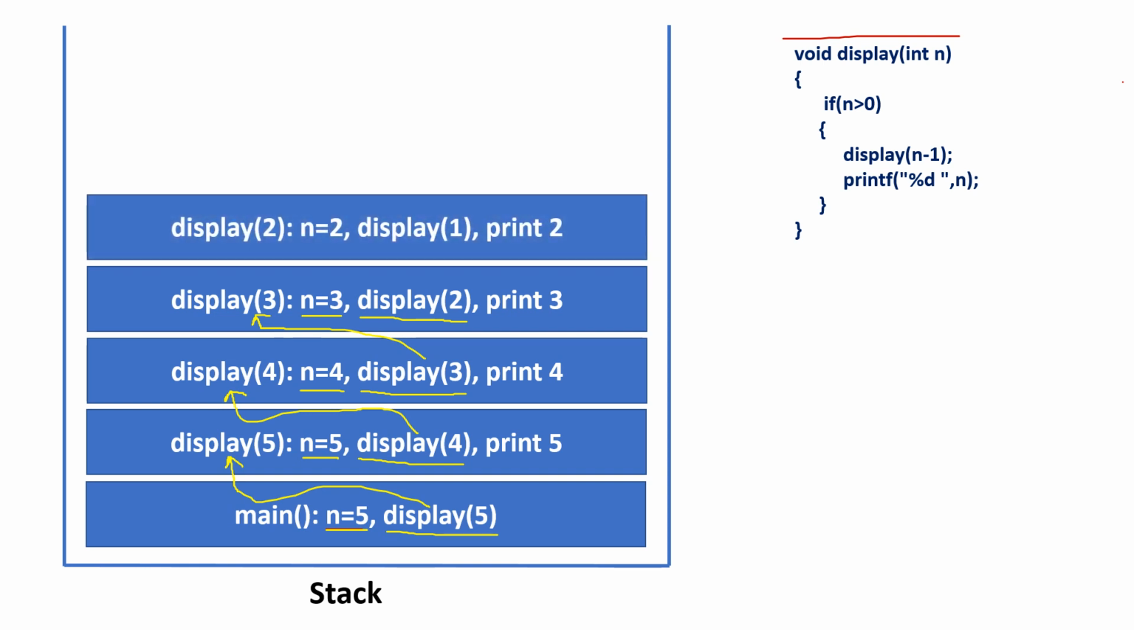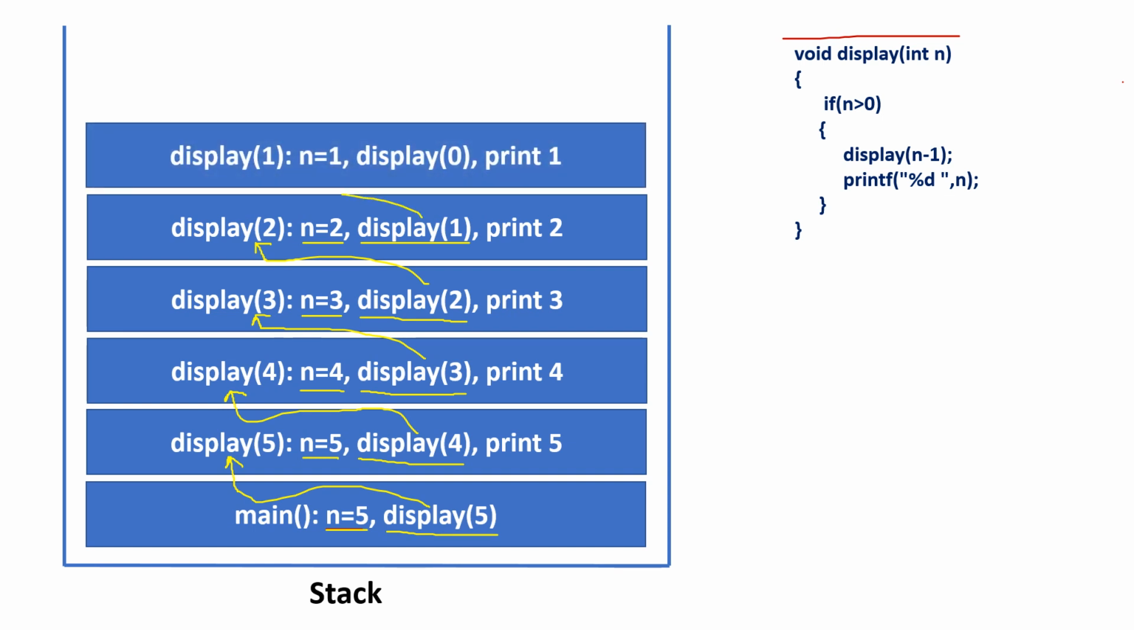Now another copy of display function is created with value 2. Now another variable n is created with value 2. Again 2 is greater than 0. That means display function is called again with value n minus 1, that is 1. Another copy of display function is created with value 1. A new variable n is created with value 1. Here also n value is greater than 0. Again display function is called with value 1 minus 1, 0.